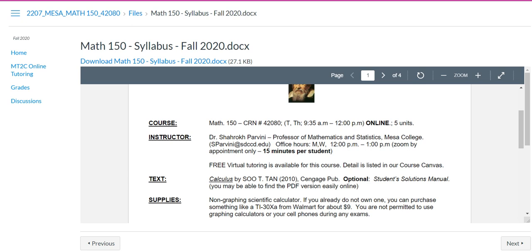Details are listed in our Canvas course and right in here. Remember, this is the details I'm talking about. The text is by Sullivan, 2010. So that's about 10 years ago. Actually, that's not bad for a calculus book. I know every 4 years they try to have a new edition of these calculus textbooks. There's really no reason for them changing them so often, because it's not like calculus is going to change in 4 years. It hasn't changed in 300 years, so it's not going to change within the next 2 years.